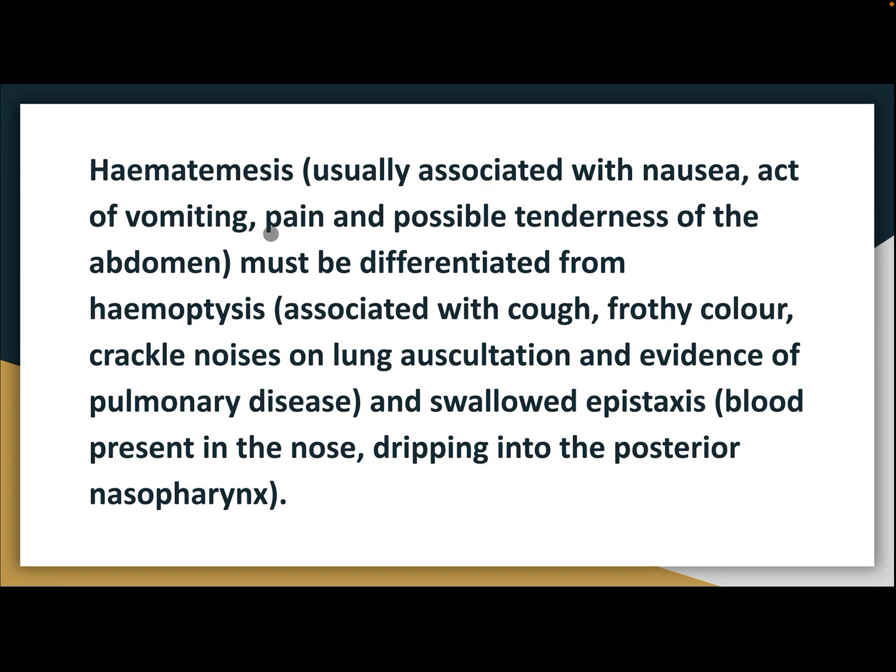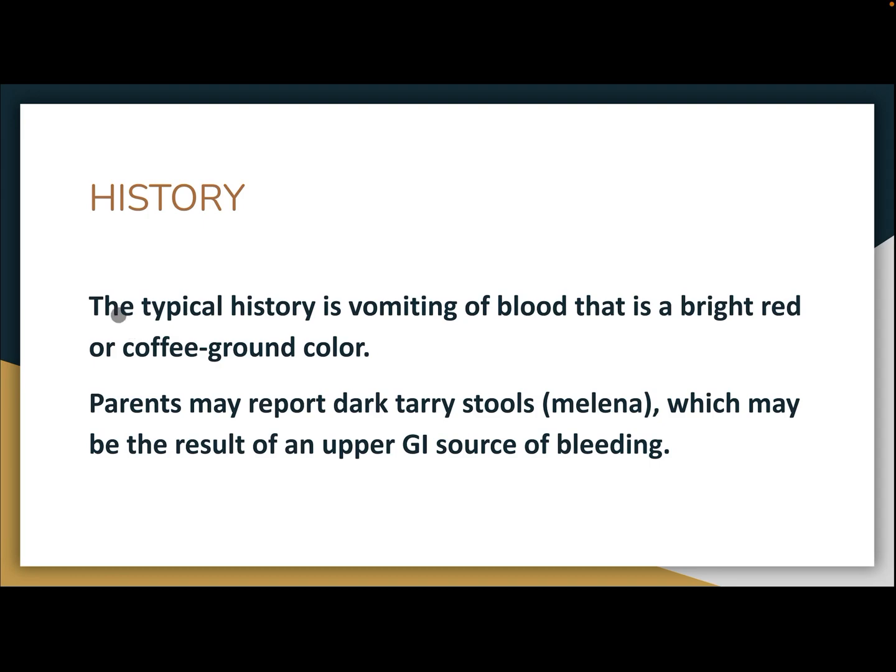Hematemesis, usually associated with nausea, act of vomiting, pain, and possible tenderness of the abdomen, must be differentiated from hemoptysis, associated with cough, frothy color, crackles and noise on lung auscultation, and evidence of pulmonary disease, and from swallowed epistaxis, with blood present in the nose, dripping into the posterior nasopharynx.